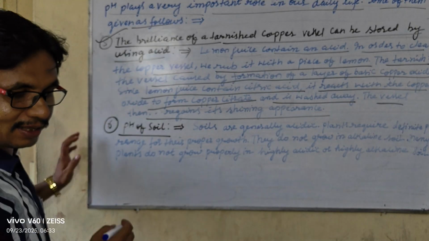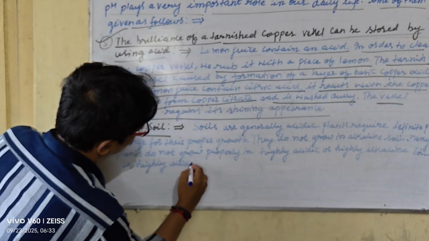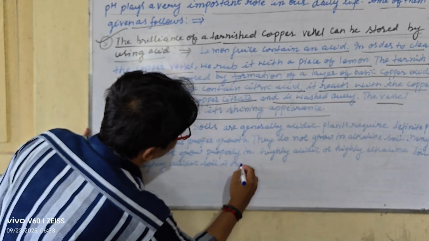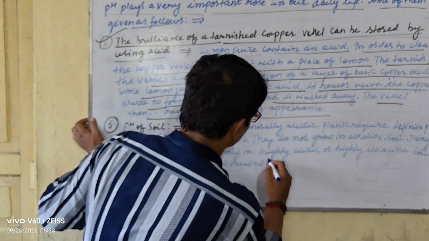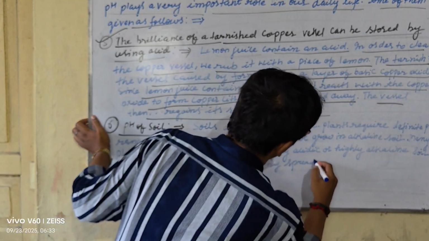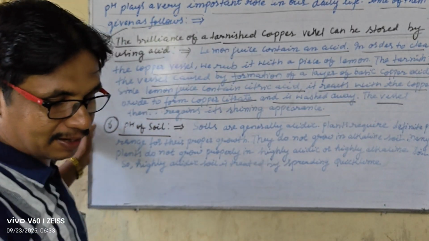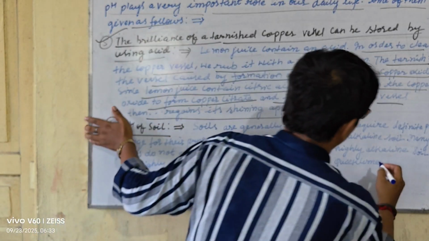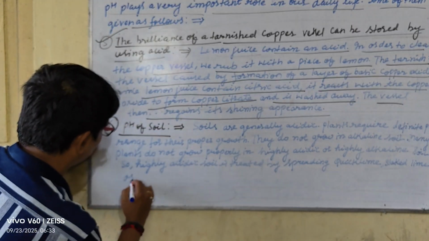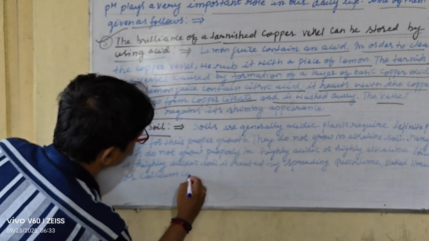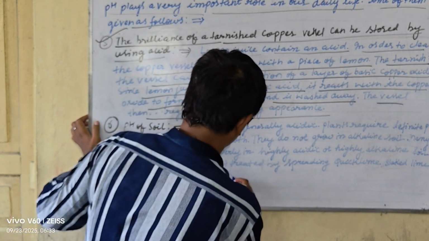So highly acidic soil is treated by spreading quicklime, slaked lime or calcium carbonate to lower its acidity.